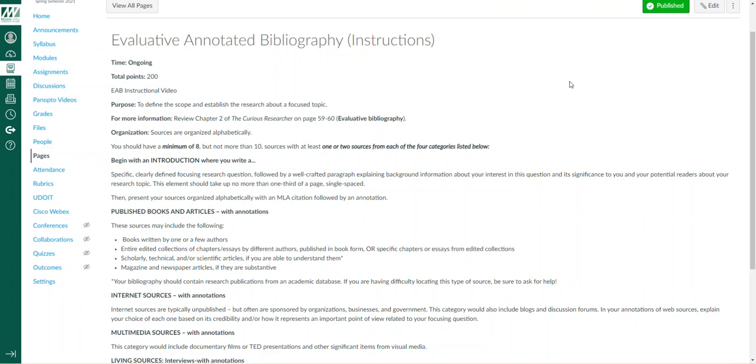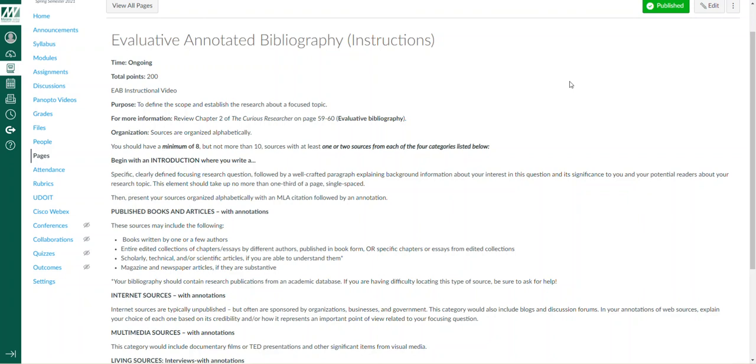For the annotated bibliography, I ask you to review Chapter 2 of The Curious Researcher, pages 59 and 60. Ballinger does talk about the evaluative bibliography, which kind of mirrors what we're doing here, all right? So the purpose is to define the scope and establish the research about a focused topic. Ideally, these sources in your writing and your work here will contribute greatly to your research essay.